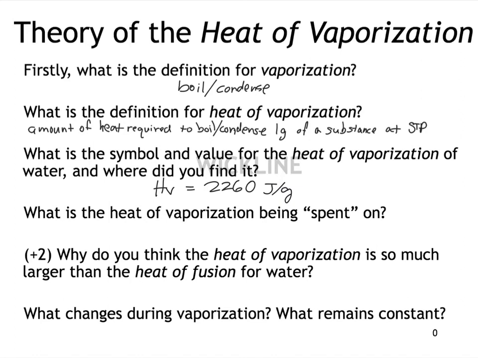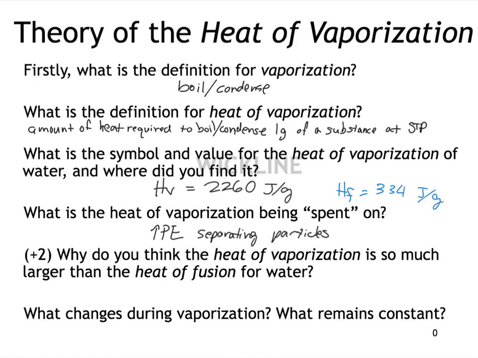The heat of vaporization is being spent on potential energy, just as heat of fusion is being spent on potential energy. So if you're putting energy in to vaporize something, that energy is going into separating the particles, which increases the potential energy. So the heat of vaporization, being 2260, is quite a bit larger than the heat of fusion, which I'll just add in over here as 334 joules per gram.